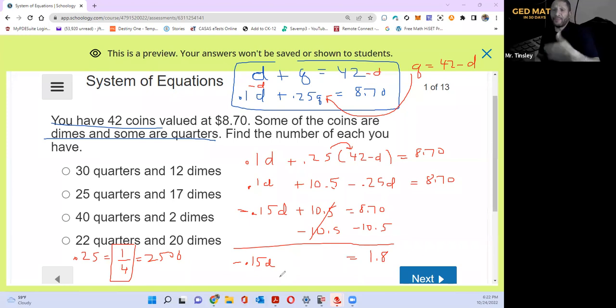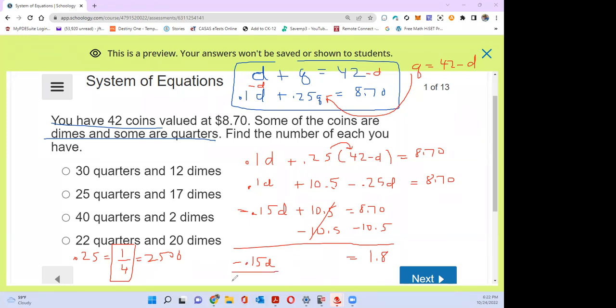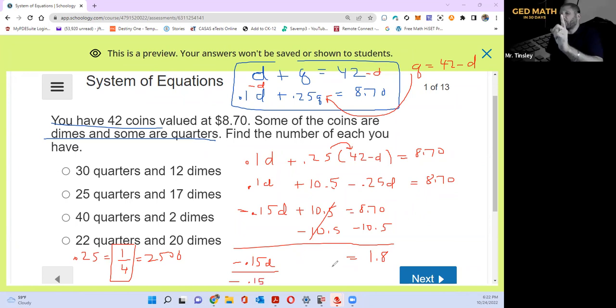In order to get D by itself, what do I need to do? Divide. Divide by what? Negative 0.15. What kind of 0.15? Negative, because whatever's in front of that D, that's what we need to get rid of. Since we're multiplying by negative 0.15, we have to do the opposite. The opposite of multiplying is division. So we will divide by negative 0.15.